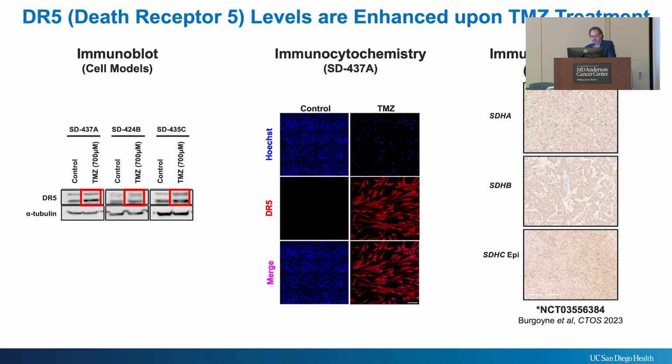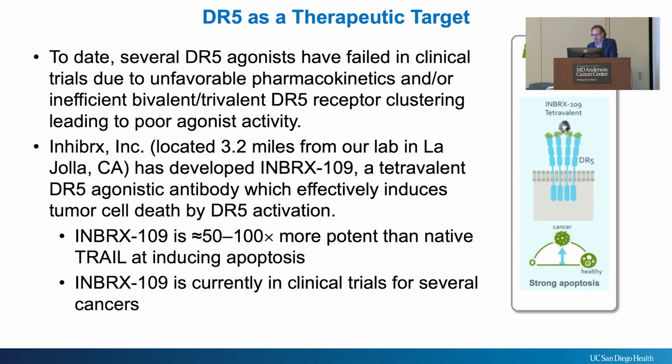We looked at using immunocytochemistry, basically looking at the cell lines, and red staining here tells us that this was not expressed in the control cells, and when we treat it with temozolomide, it gets turned on. And actually, this is from patients on the temozolomide trial. We can see the protein is getting expressed here in brown.